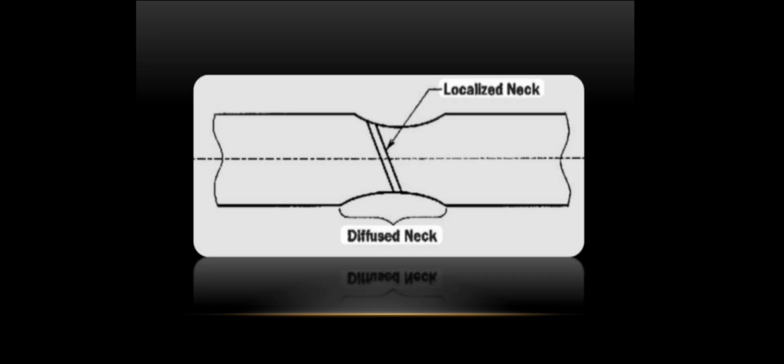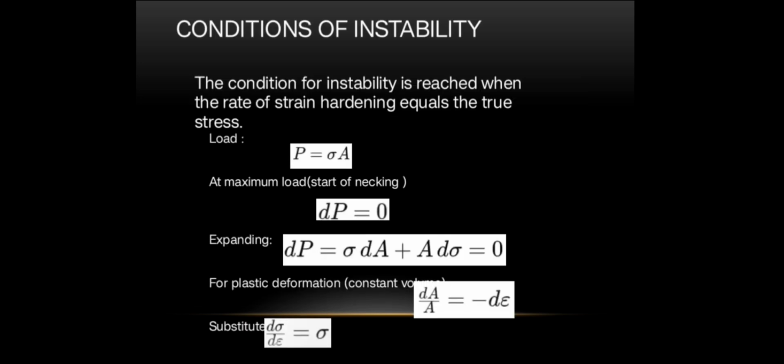Let's look at the picture showing the types of necking. First of all, necking that occurs over a large length of the specimen is known as diffuse necking, and necking that occurs in a narrow band is known as localized necking. Okay, next, the condition of instability.